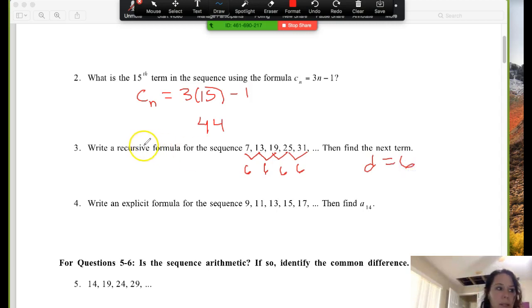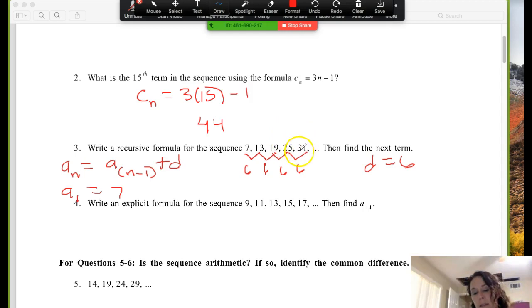A recursive formula, we know the recursive formula is any term, you take your previous term, the one previous, and you add the common difference. That's all you do. But you have to know where to start. So you start with 7. And then from there, you take any previous term, and so if I want this term, I take 25 and I add 6. And that's all it's telling you. What are you adding? Take your previous term and add the common difference.